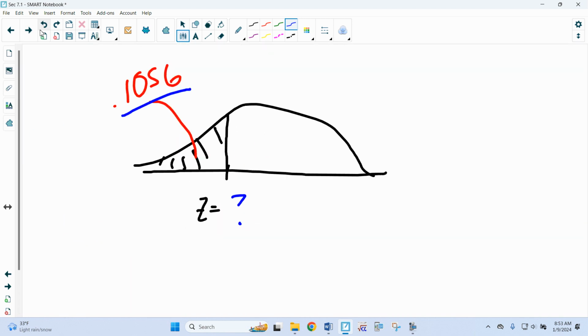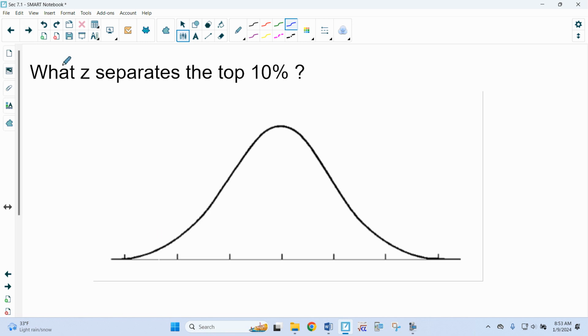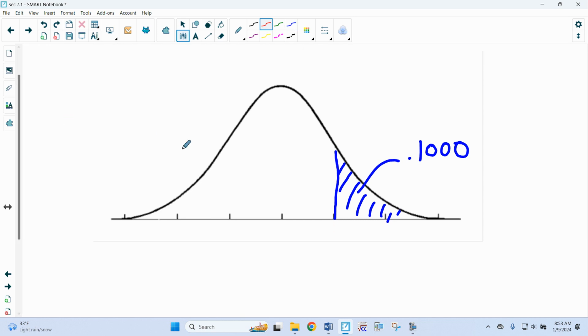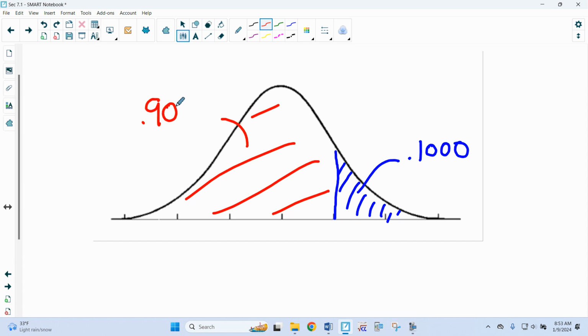Now, the next one. What separates the top 10%? What value here would give us the top 10%? There are 2 ways to think about this. Let me go the longer way first. Remember, our chart is always the area to the left. So if it's 10% to the right, that tells me it's 90% to the left. When I find my z, I'm going to look in my chart for 0.9000. It's probably not in there, so I'm going to have to find the closest.